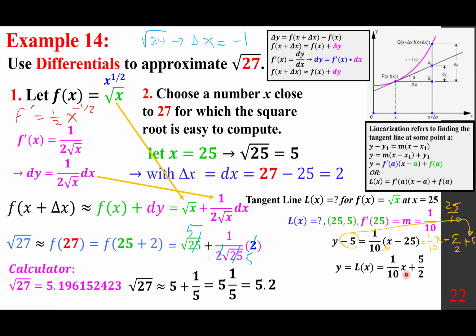Now you plug in 27 here. You get 27/10 plus 5/2. And I'm going to leave it for you to prove it's exactly 5 and 1/5, which is the same as 5.2. So please plug in 27 and convince yourself you have exactly the same answer.